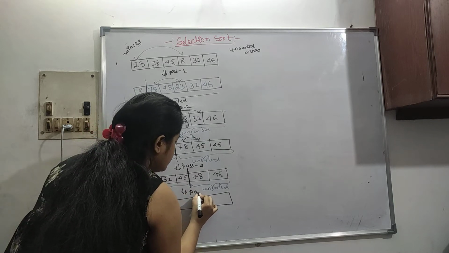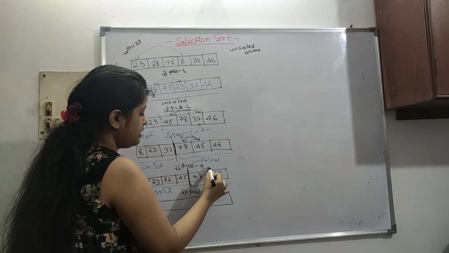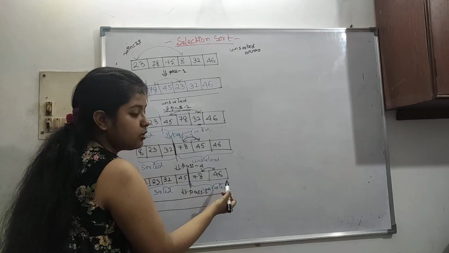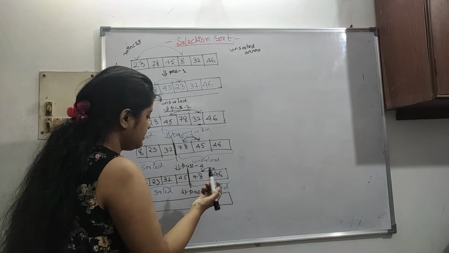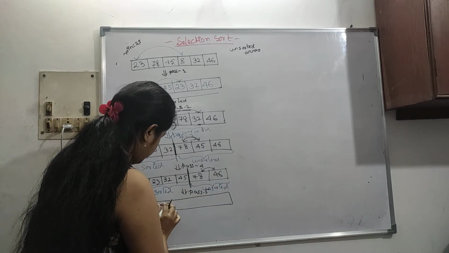Now next is pass 5. So it's nothing, just a simple 78 and 46. Just see which is lesser. 46 is lesser, so 46 will come here.